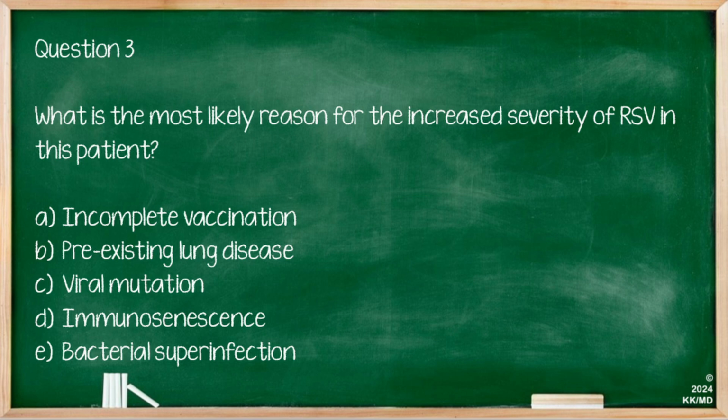Now, while all of these in theory may be possible, we have to think about the most likely cause from the information we've been given. And in this case, the correct answer is B, pre-existing lung disease, because we've been given that information as a certainty. And also, having had COPD for a number of years, most likely, and given the comorbidity that comes with that, that is probably the most likely reason that this patient will suffer a more severe bout of RSV.